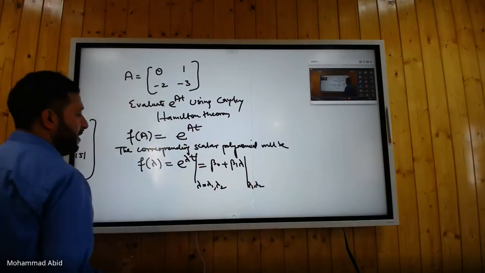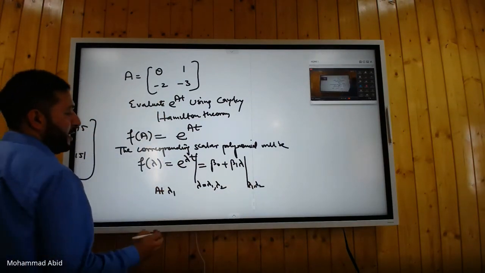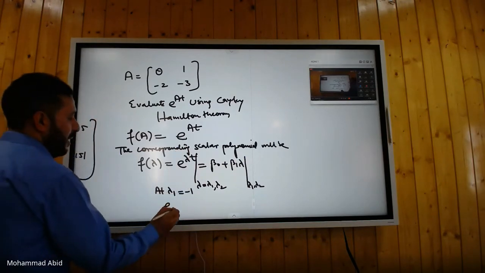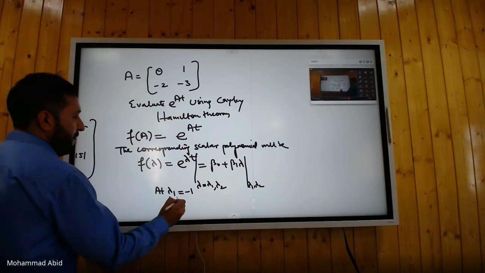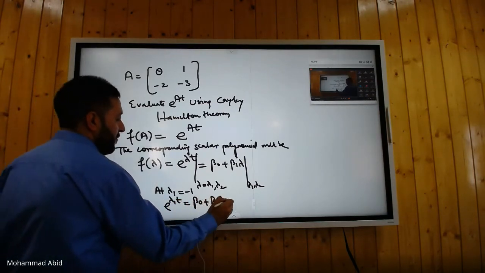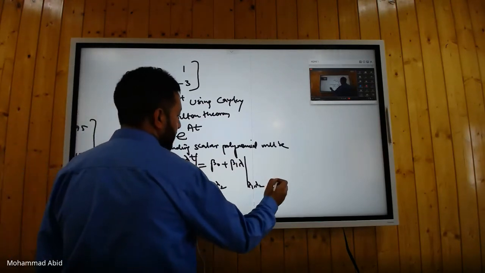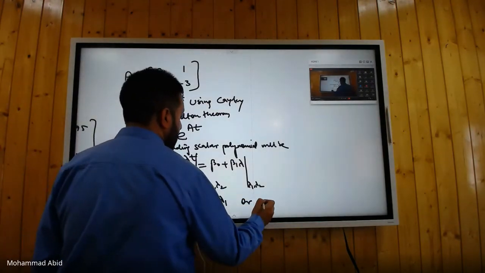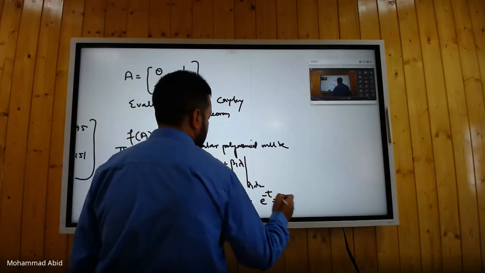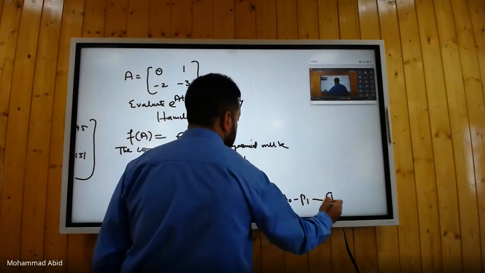So if we evaluate it at lambda 1, we have already seen its eigenvalues are minus 1 and minus 2. At lambda 1, it is equal to minus 1. I will get the expression e to the power lambda 1 t is equal to beta naught plus beta 1 lambda 1. Lambda 1 is minus 1, so I can write e to the power minus t is equal to beta naught minus beta 1. This becomes equation number 1.